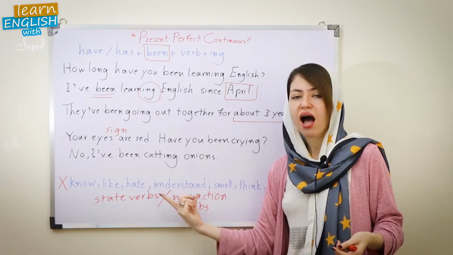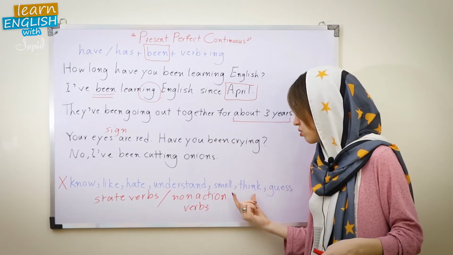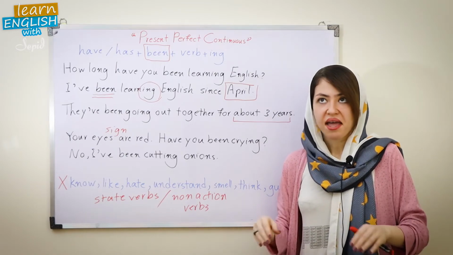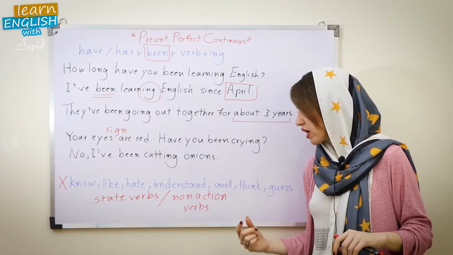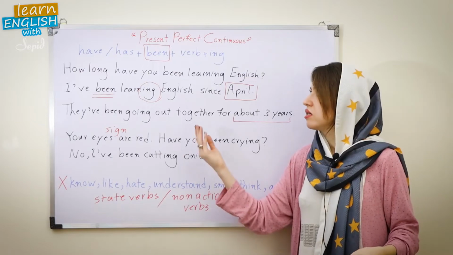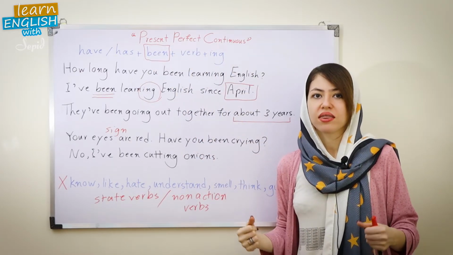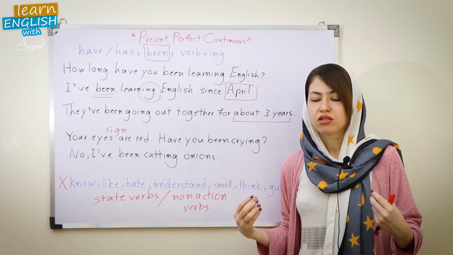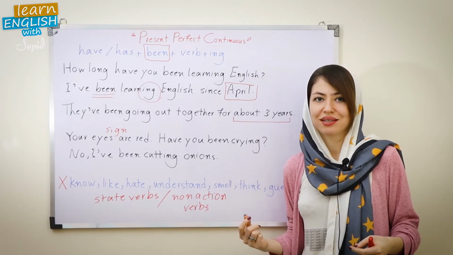But in present perfect tense, you can use them. For instance, I've understood it. It's correct. I've thought about it, or I haven't thought about it. Again, this is correct. And normally, we don't use them in continuous forms or present perfect continuous form. So that was all about the grammar today. Try to practice it, do the exercises, and use them in your speaking.